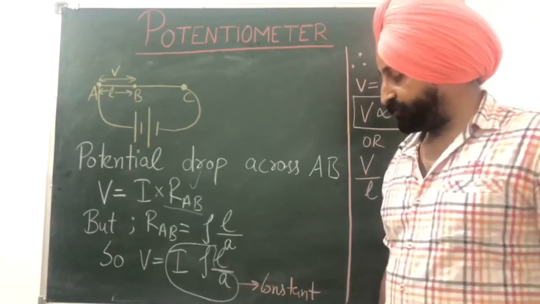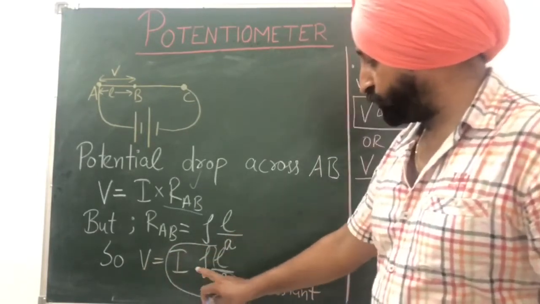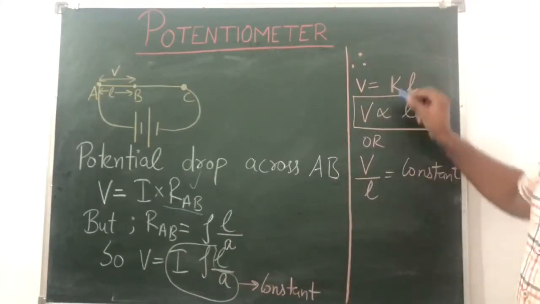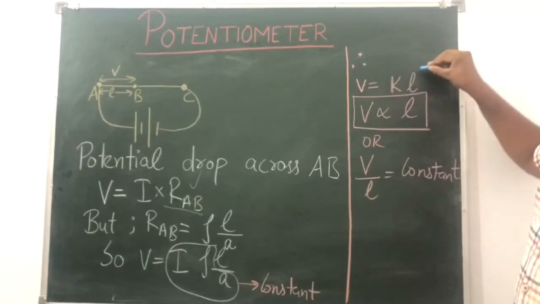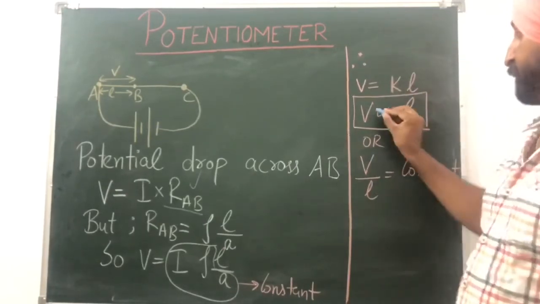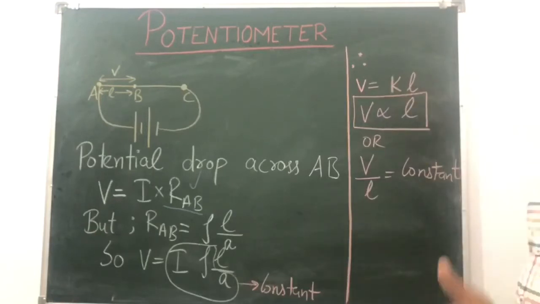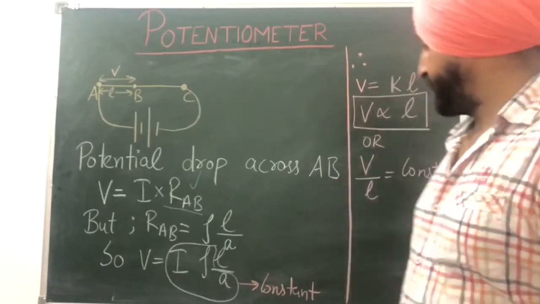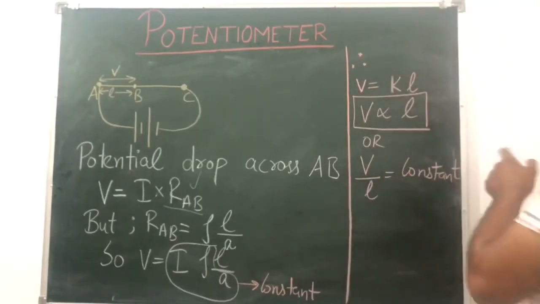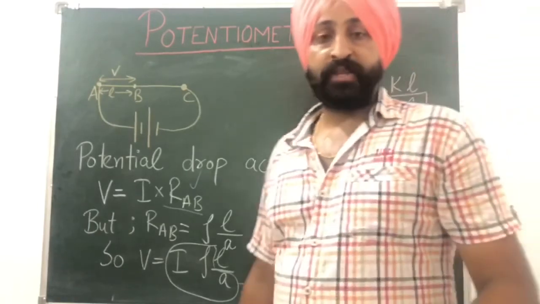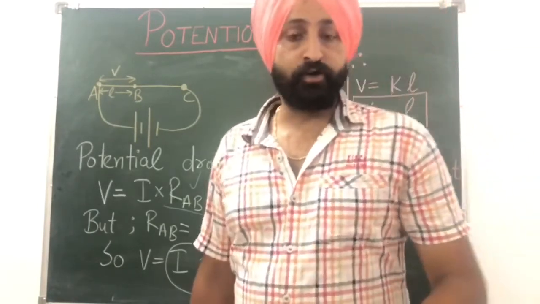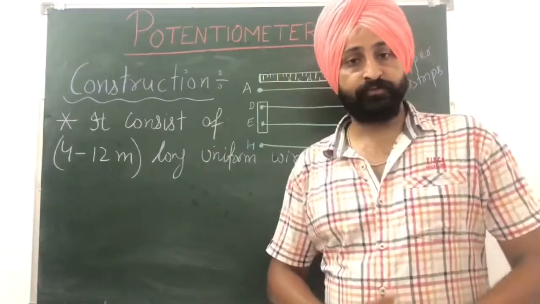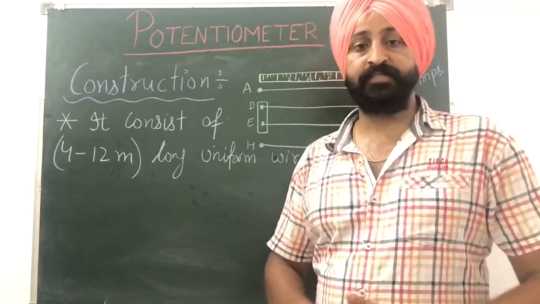So what will we be left with? We will be left with V equal to constant into length. I have taken K as a constant over here. So V is equal to K multiplied by length. So we can write potential is proportional to length, or in other words we can say potential divided by length is potential gradient. Fine. So we can say potential gradient is constant. So this is how we can prove that the potential drop across any length of a wire is proportional to the length of that wire. Next we are going to discuss the construction of this potentiometer.